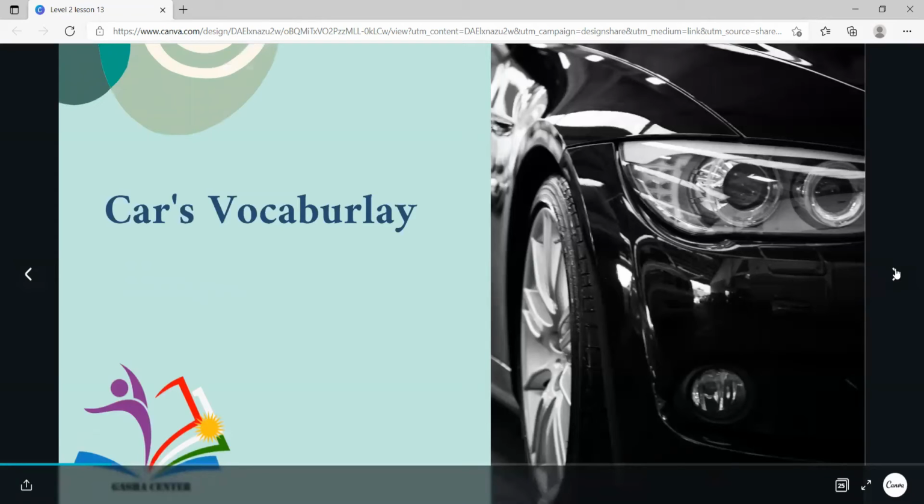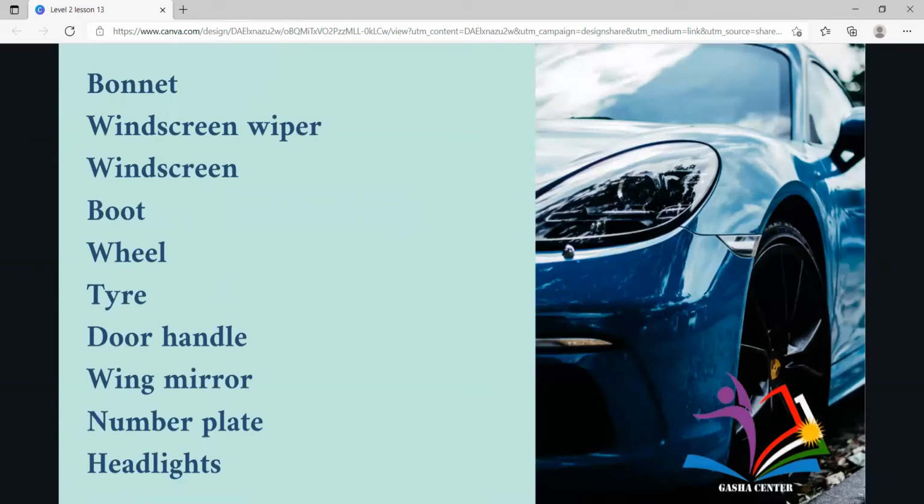Car vocabulary, the parts. What are the vocabularies? We have bonnet. Do you know what's bonnet? I think the boys know that well. It's the same in Kurdish. In Kurdish, we say bonnet too. What about windscreen? Windscreen wiper. Have you ever heard?